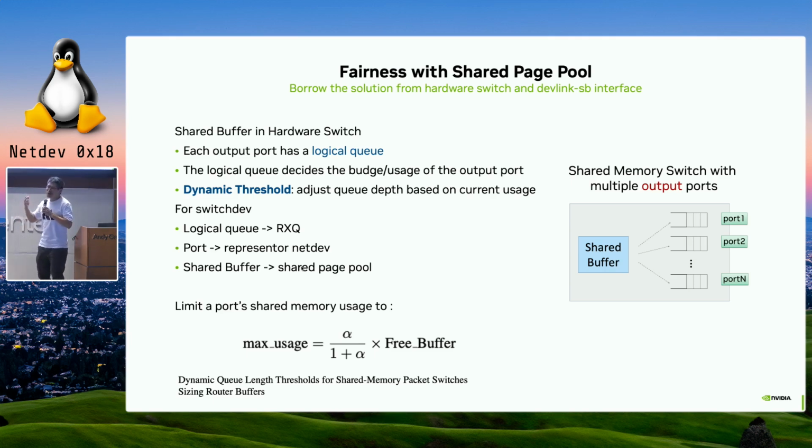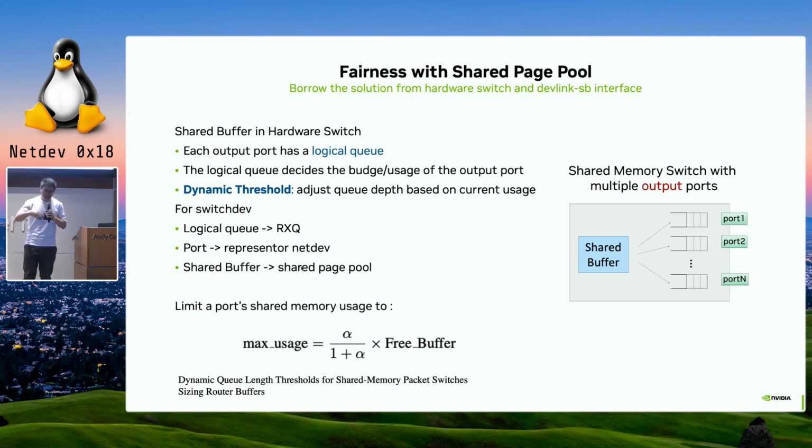So now the problem is very similar to the hardware switch today, so we borrow the idea from there. In a hardware switch today, we have a fixed shared buffer, and we have multiple output ports. Packets come in, and they all use this shared buffer. The idea there is that they want to have some kind of fairness, so they have this idea of a logical queue per output port.